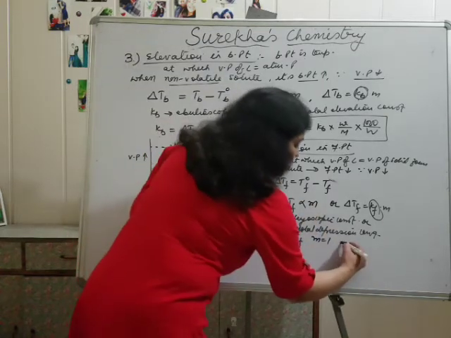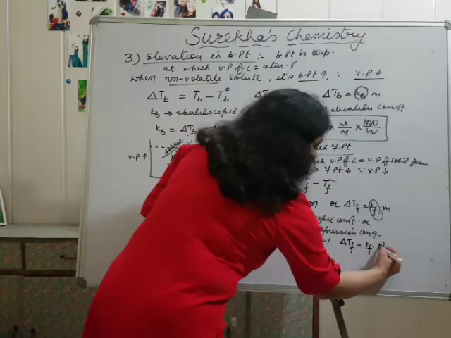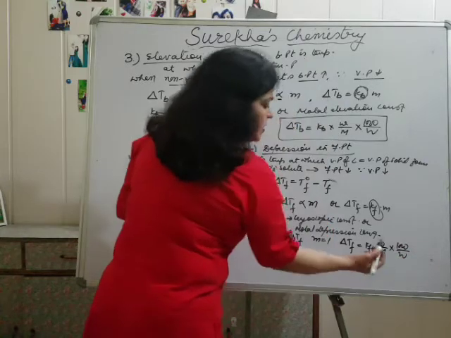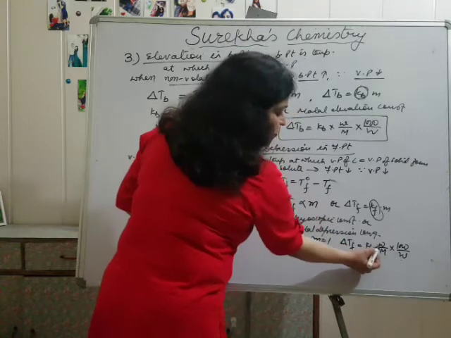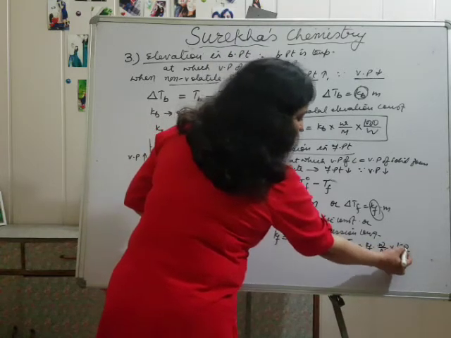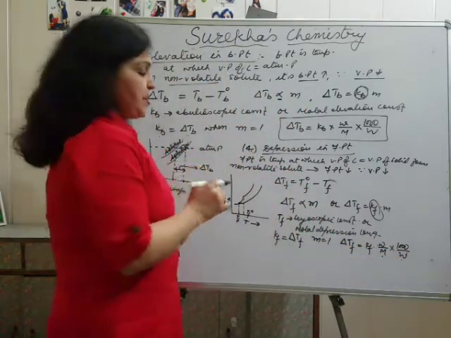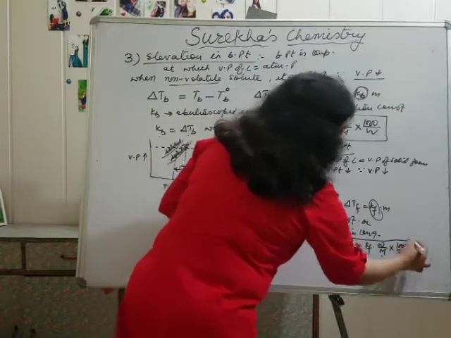And mathematically also, delta Tf equals Kf into w upon M into 1000 upon capital W. Capital W is the weight of solvent in grams, w is the weight of the solute, M is the molar mass of solute, and 1000 is just introduced to change the weight of solvent to grams. So this is the final expression of delta Tf, right?